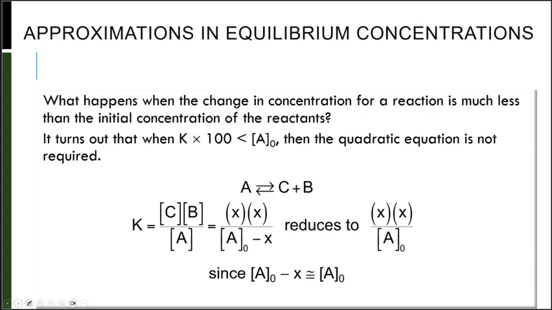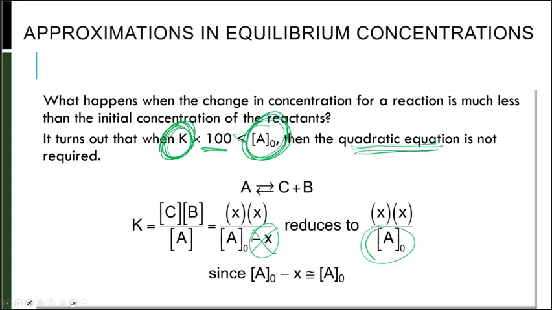When is it acceptable to do this? Well, it turns out that if I take the K value given and multiply it by 100, and it's less than that original concentration, then we can avoid doing the quadratic equation, and it's not required. That's when we can drop that minus x in the denominator.